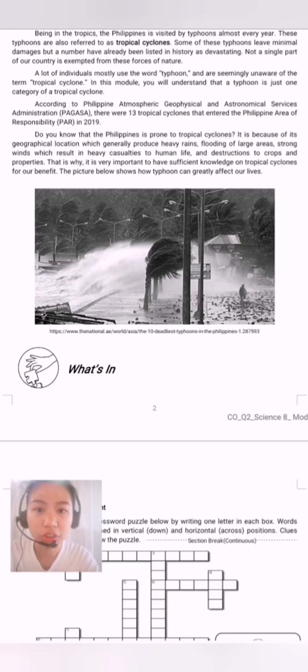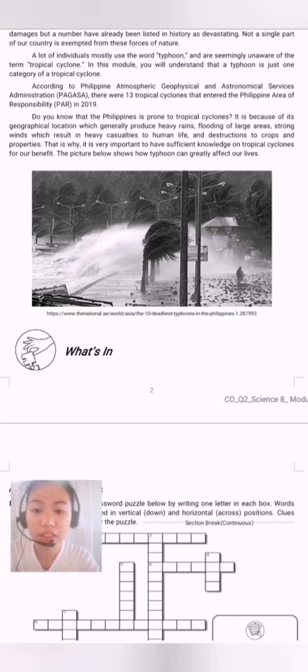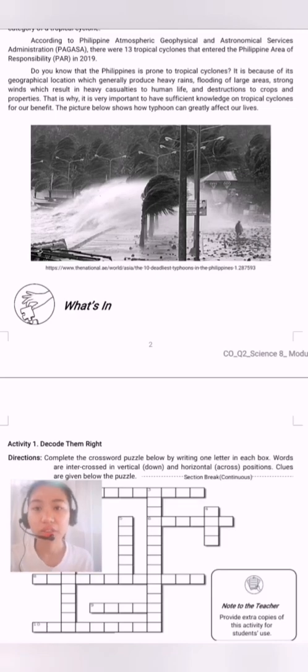According to the Philippine Atmospheric Geophysical and Astronomical Services Administration, or PAG-ASA, there were 13 tropical cyclones that entered the Philippine Area of Responsibility, or PAR, in 2019. Do you know that the Philippines is prone to tropical cyclones? It is because of its geographical location, which generally produces heavy rains, flooding of large areas, and strong winds, which result in heavy casualties to human life and destruction to crops and properties. That is why it is very important to have sufficient knowledge on tropical cyclones for our benefit. This picture below shows how a typhoon can greatly affect our lives.